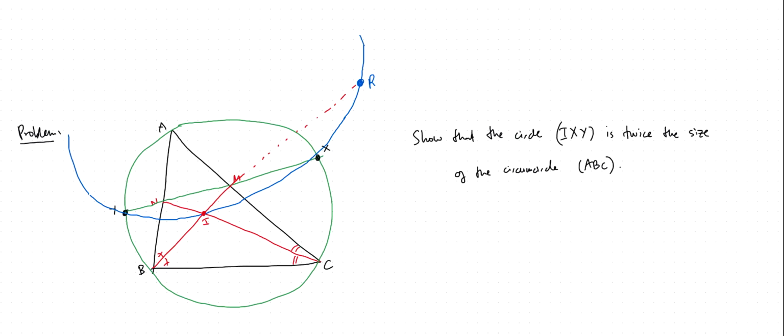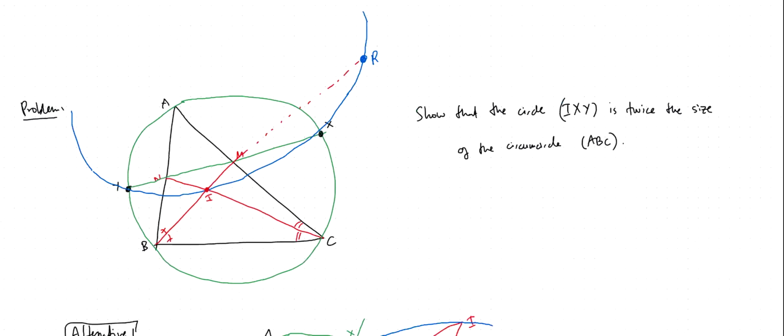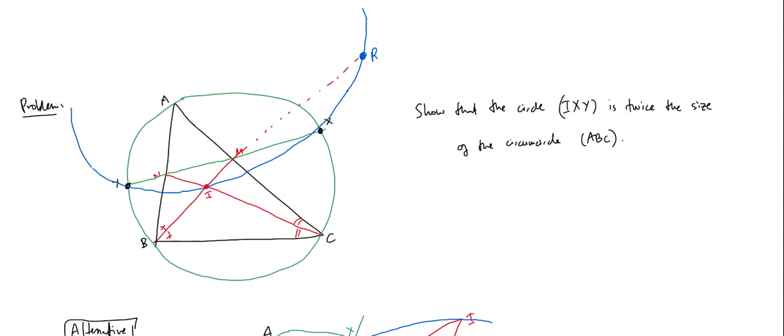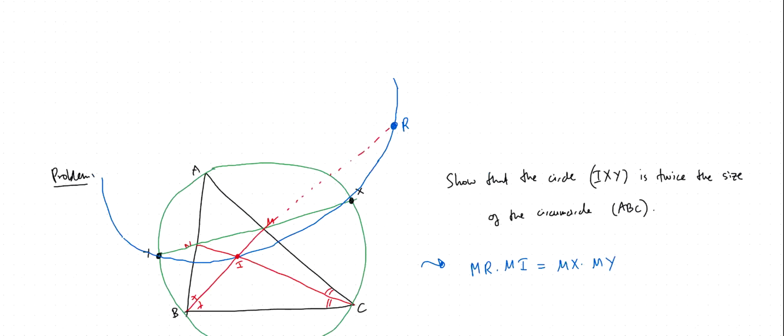Maybe we consider the power of the point M. Yeah, this is a good idea. Absolutely. So MR times MI equals MX times MY. Why is this good? Because it effectively gives the distance MR in terms of the distance MI and MX and MY.